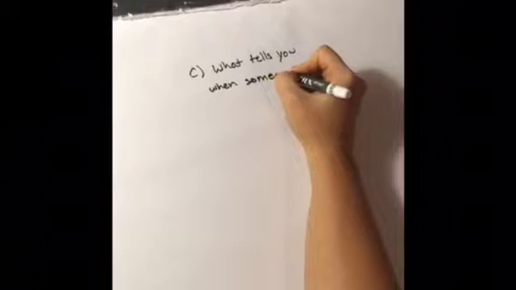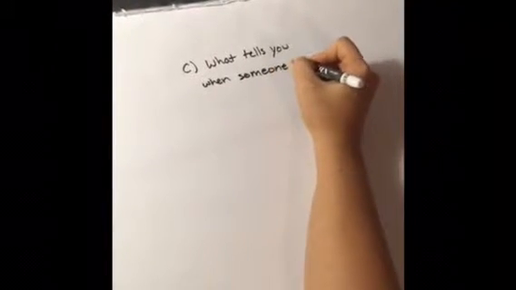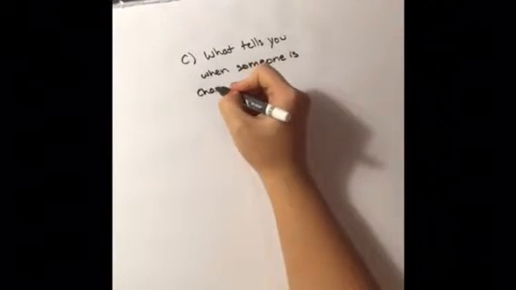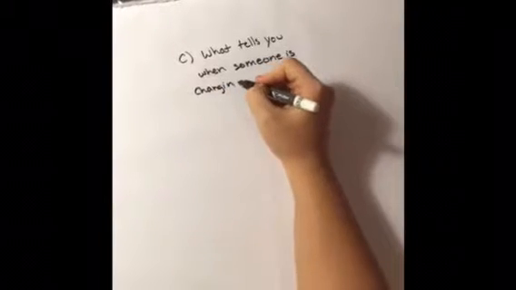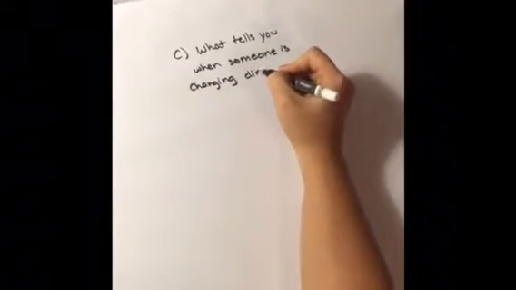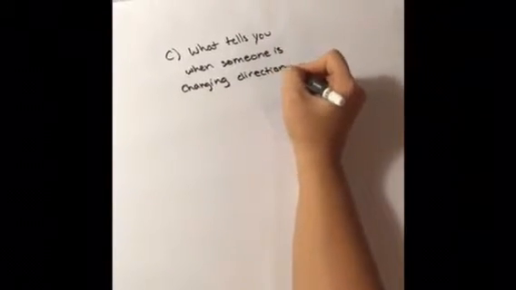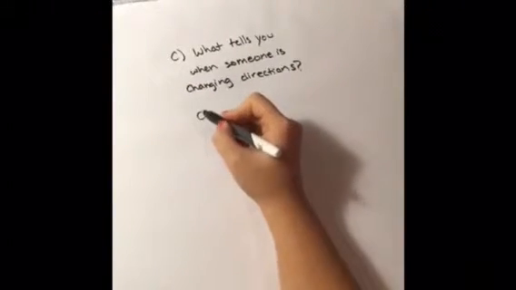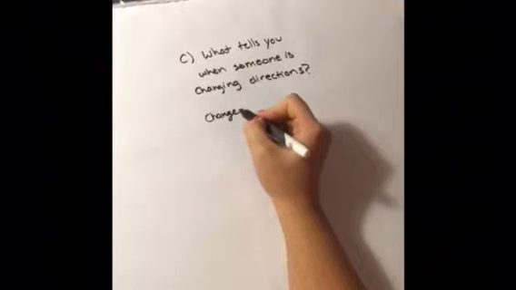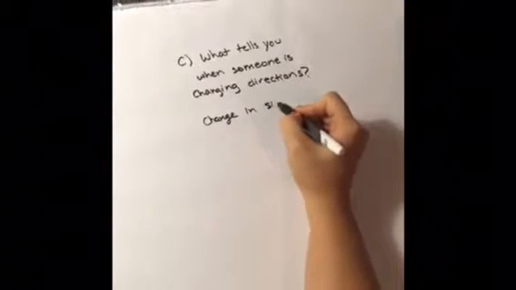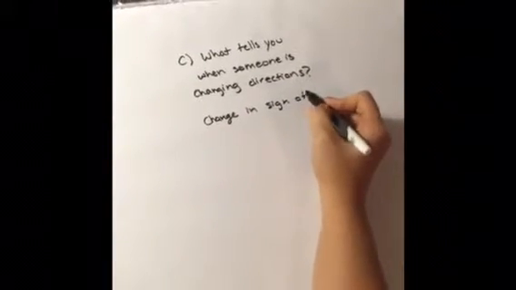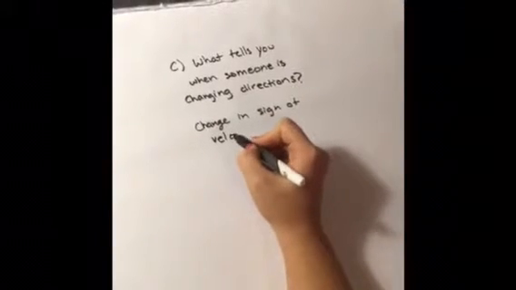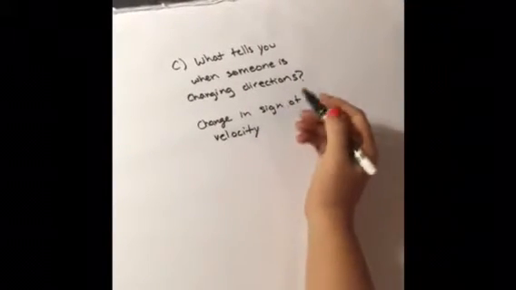Okay, so first we have to ask ourselves, what tells you when someone is changing directions? Since we don't have a written velocity function, we're going to have to look at the graph. And something that could tell us when something is changing direction is when there's a change in sign of the velocity. So now we need to ask ourselves, what are we looking for and where is it?